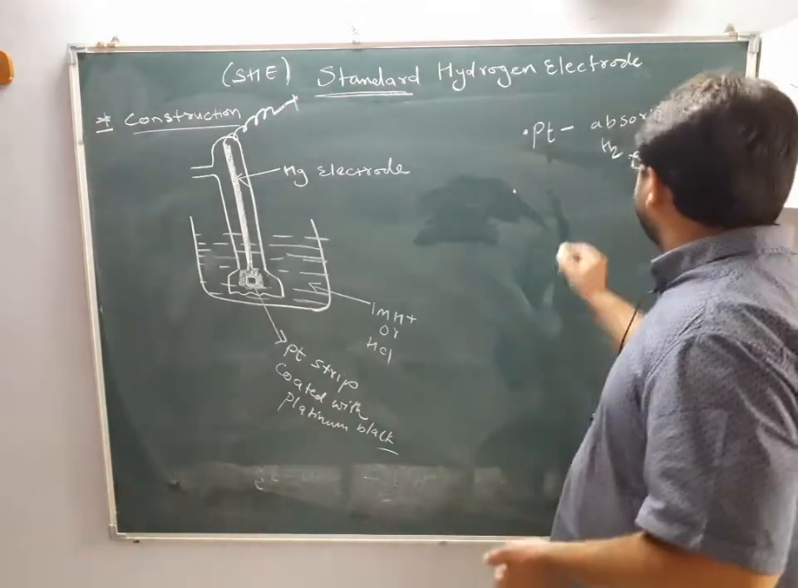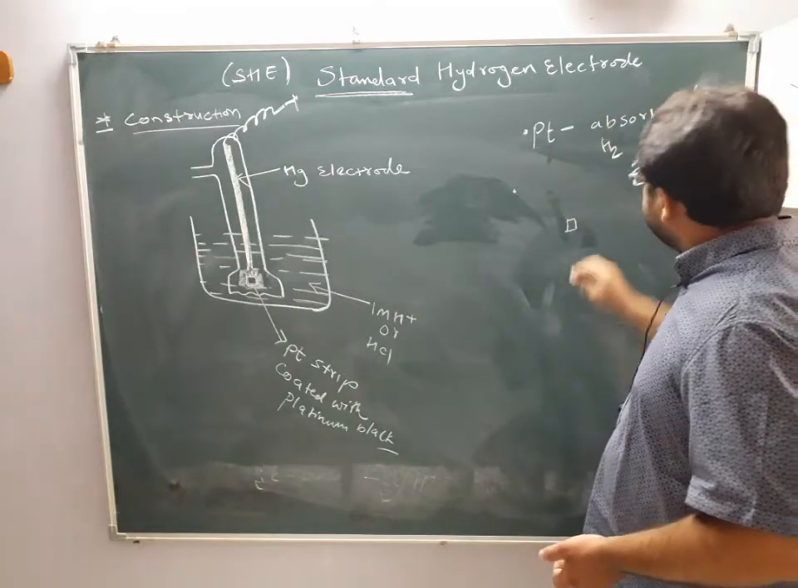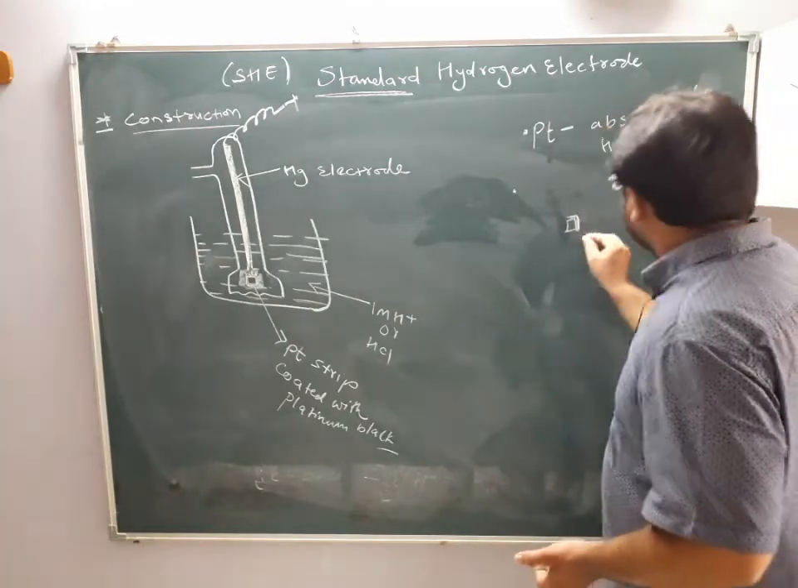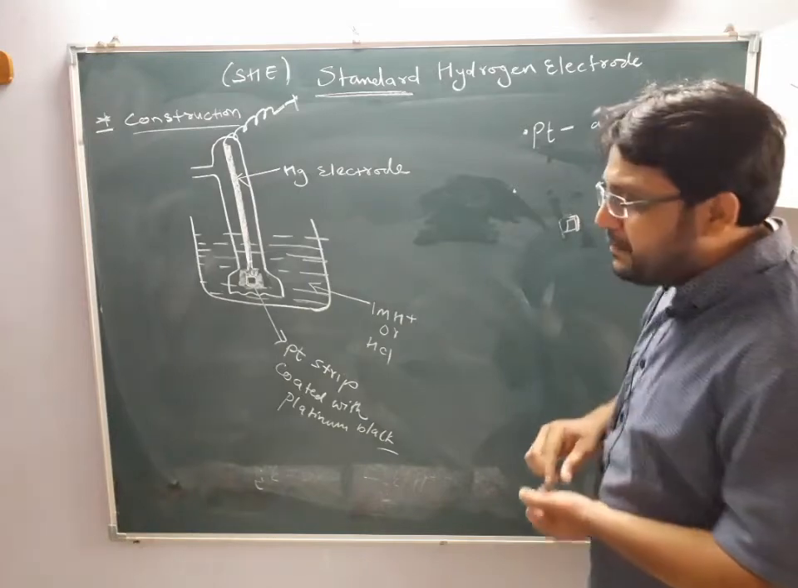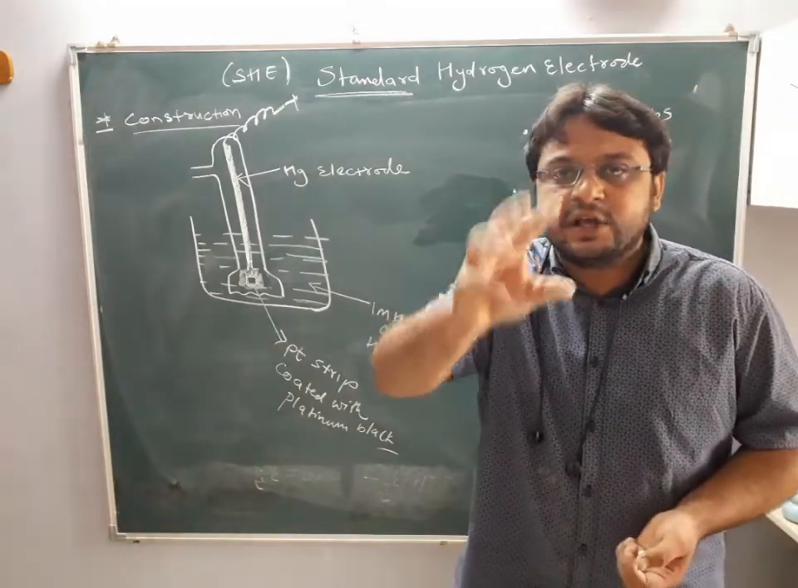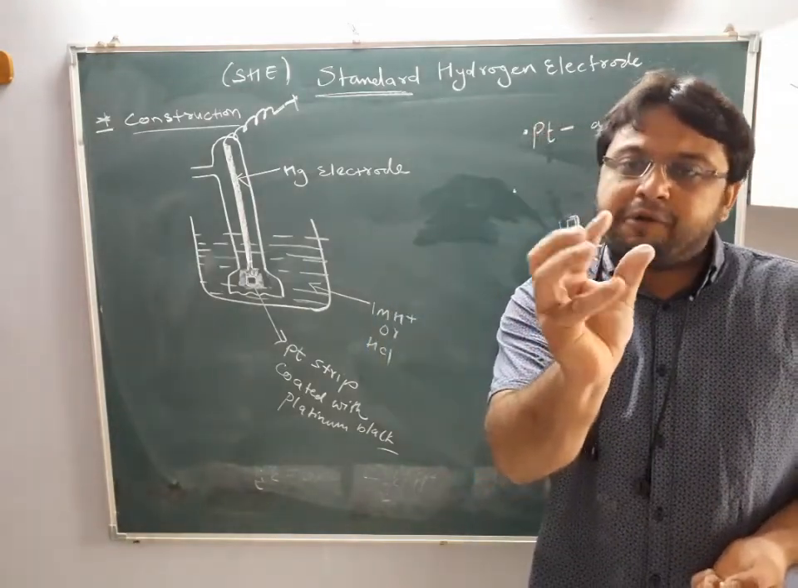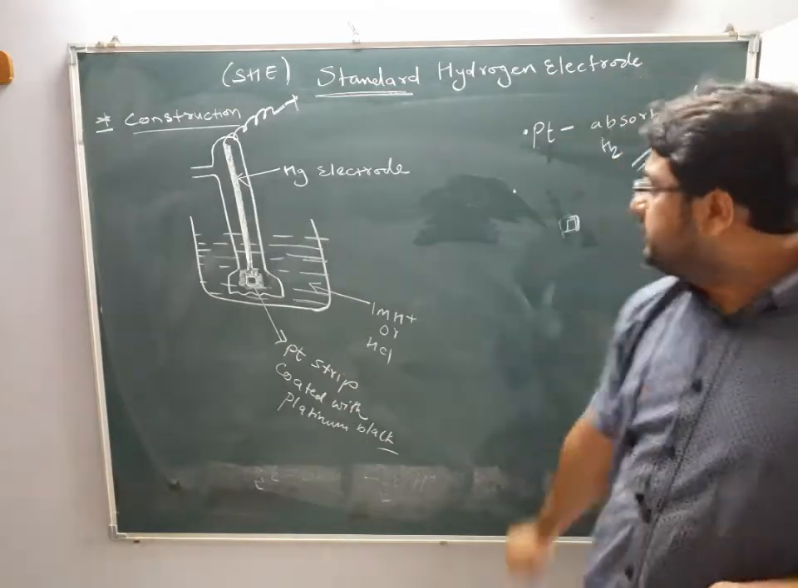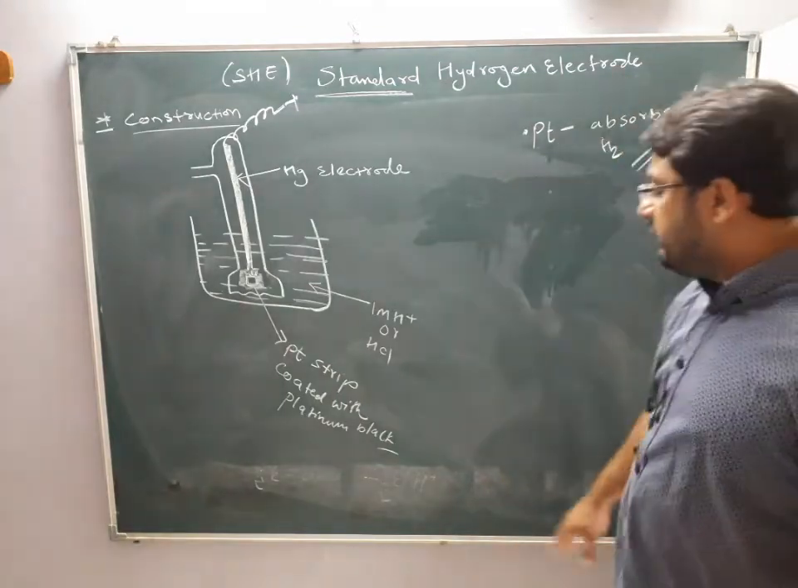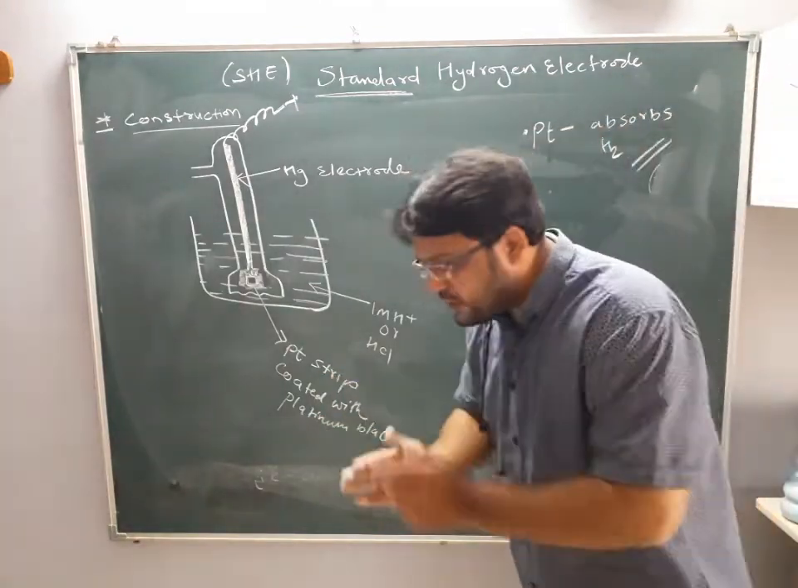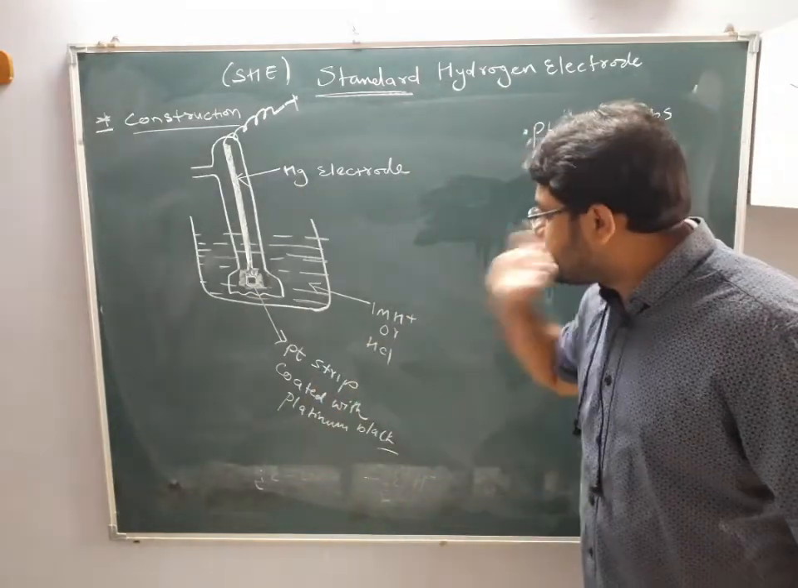So what have I taken? I have taken a small platinum piece and then coated it with platinum black powder. As I go on coating with platinum black powder, the surface area will increase. So this much piece will be converted into this much piece after coating. Clear this part? So coating with platinum black is the only reason to increase the surface area. Nothing rocket science here. Okay.